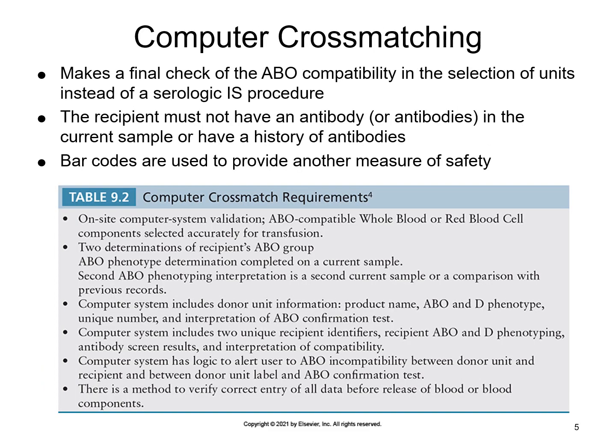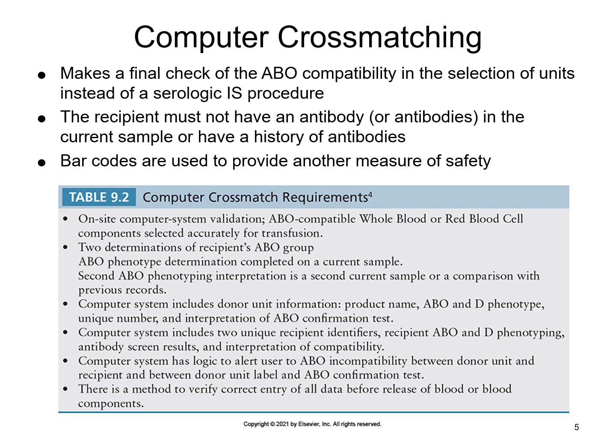Okay, and you also have a computer cross match, and so this makes a final check of the ABO compatibility in the selection of the unit, instead of doing that immediate spin procedure. So the recipient must not have any antibodies present, in history or in their current sample. And then of course you have to use the barcodes as a safety measure. So barcoding will keep you from making any sort of keying clerical errors. Now there's a table listed here that goes over the requirements to do a computer cross match.